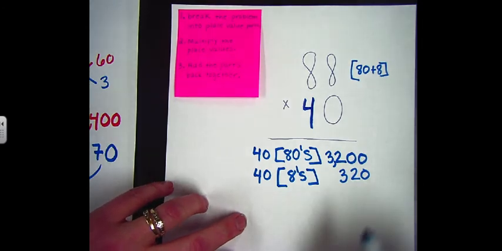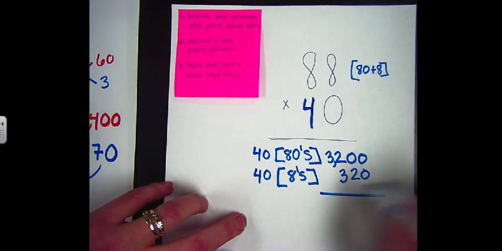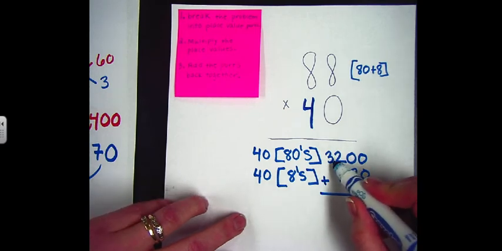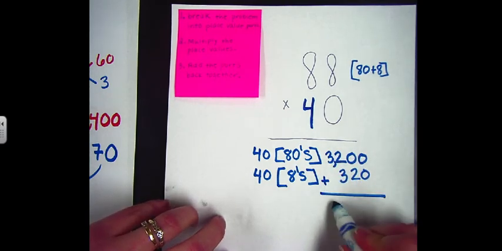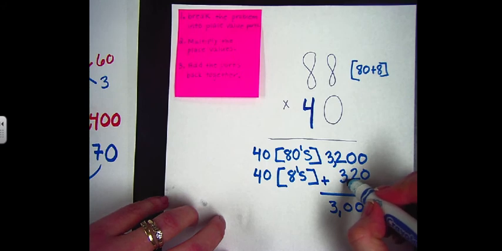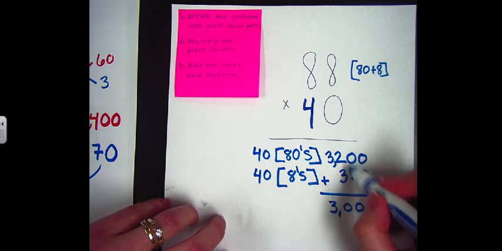Now I need to add my parts. I'm just going to draw a line, put my plus sign. Starting in the biggest place value, 3 thousands is 3,000. 2 tens is 20, and 3 tens is 30, and 30. Oh, no, this isn't tens.